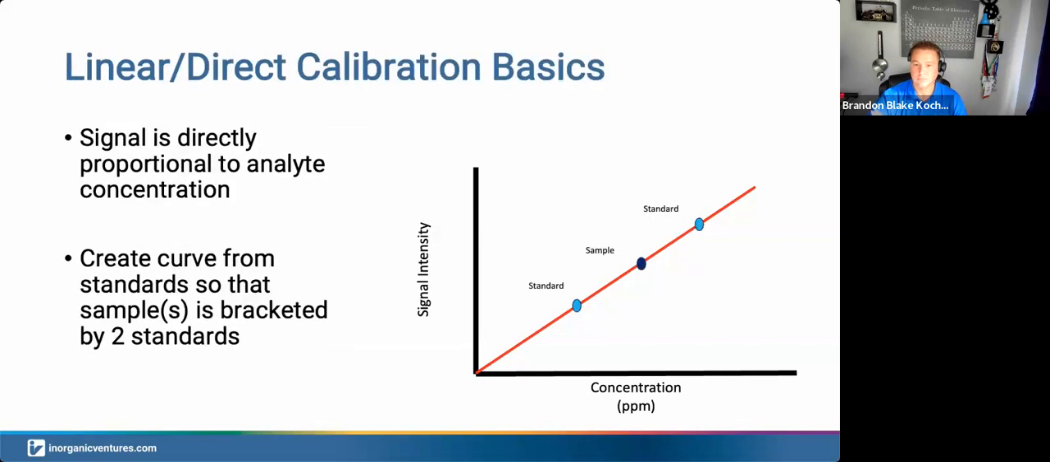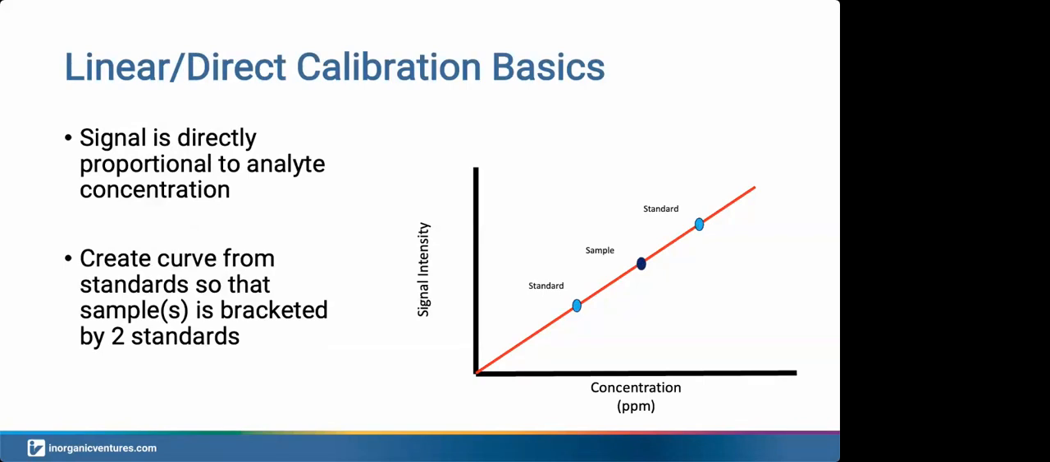For direct calibration, signal is directly proportional to analyte concentration. A curve is generated using a series of standards. For the remainder of this talk, my use of standard will refer to a CRM or a dilution of a CRM, or certified reference material. Standard concentrations are selected such that the sample is bracketed by 2 standards. So you'll need to have a ballpark understanding of the unknown concentration for this approach.